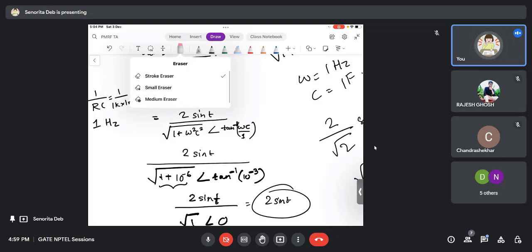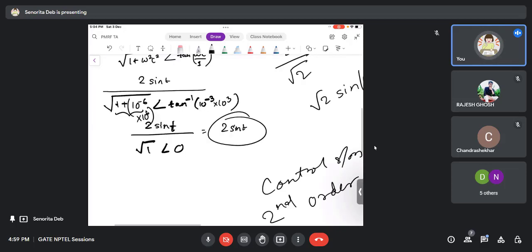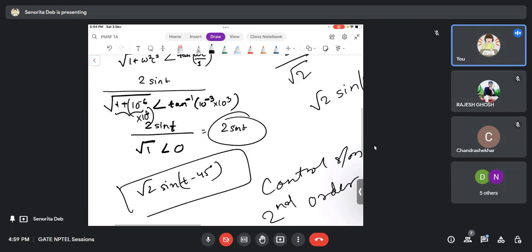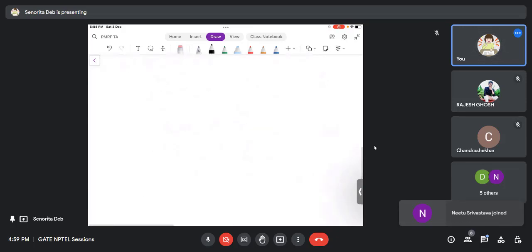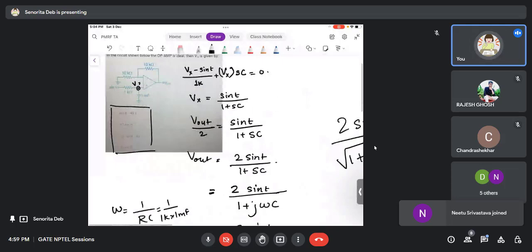Yes, so this is a mistake that can happen. And here also it will get multiplied by 10 to the power 6. So the answer will be root 2 sine t minus 45 degrees. Okay, this will be the answer. So let me just once again quickly solve this and let me tell you where it was wrong.